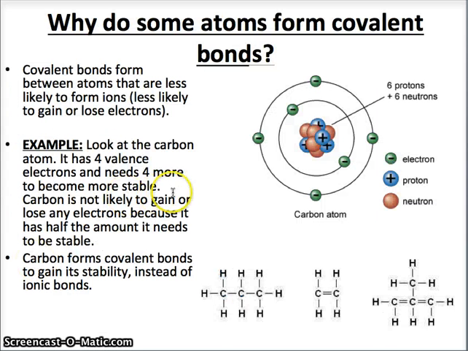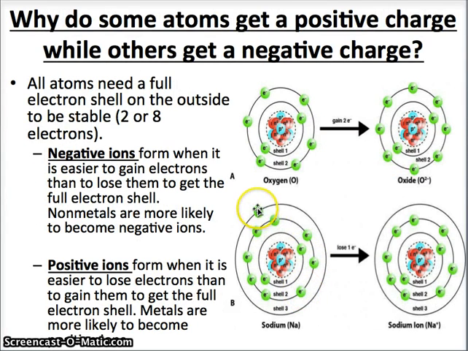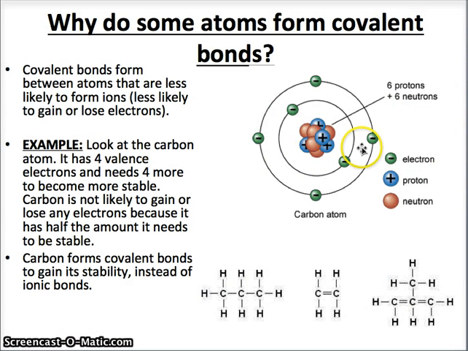Okay, so why do some atoms form covalent bonds? Well, covalent bonds usually form between atoms that are less likely to form ions or less likely to gain or lose electrons. Remember that ions are more likely to form in atoms where it's easy for them to do so. Like, for example, in the sodium atom, to be stable, it's just easy to get rid of that electron to become stable with 8 electrons in its outer shell, or with oxygen, it's easy to just gain 2 electrons to become stable, right? Well, some atoms don't necessarily have that tendency.